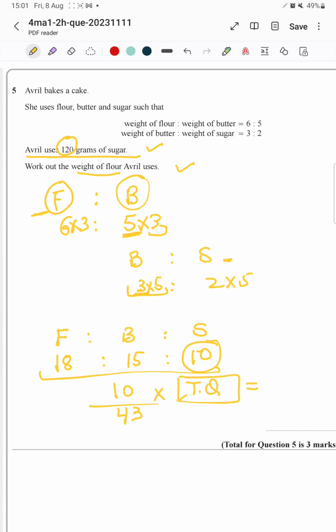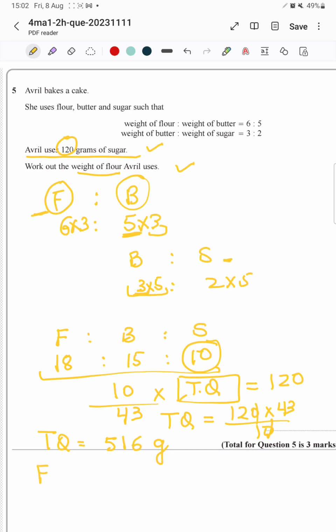is equal to 120. So we need to find the total quantity, the whole quantity of the cake. It is 120 times 43 divided by 10. So when I solve it, I get the total quantity equivalent to 516. That is the total weight of the cake. So that is 516 grams.